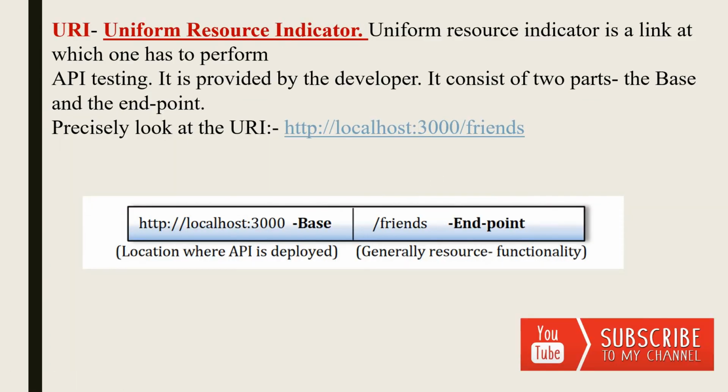Now what I'm explaining to you, like base and endpoints, you have it only in the URI. A Uniform Resource Identifier is a link at which one has to perform the operation. API testing is provided by the developer. It consists of two parts, the base and the endpoints. For example, if you wanted to go to localhost and then see friends, it's localhost slash friends. So the endpoint is friends. Like if you wanted to go to Google, then the endpoint is graph. So this is how it is. The location where the API is deployed is generally the resource functionality you wanted to see.